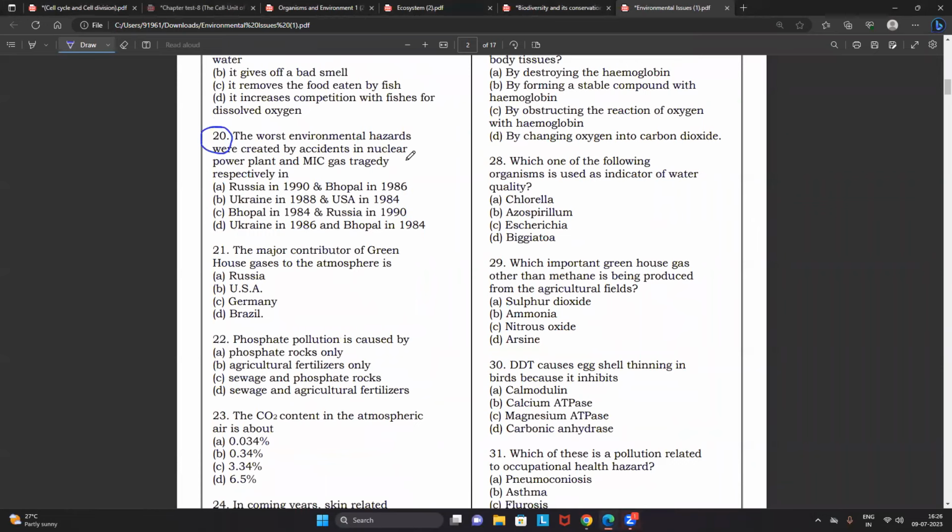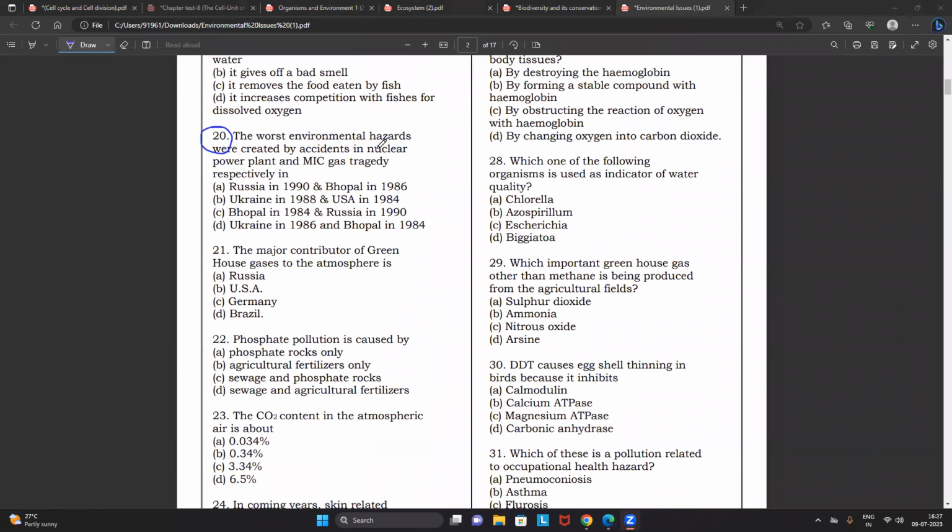The worst environmental hazards were created by accident in the nuclear power plant and MIC gas tragedy, respectively, in. Think it, friends. Slowly answer. Everyone has given the answers also. What is the question I have given? Question number 20. Okay, good. What is the answer everyone has given? The answer is C.